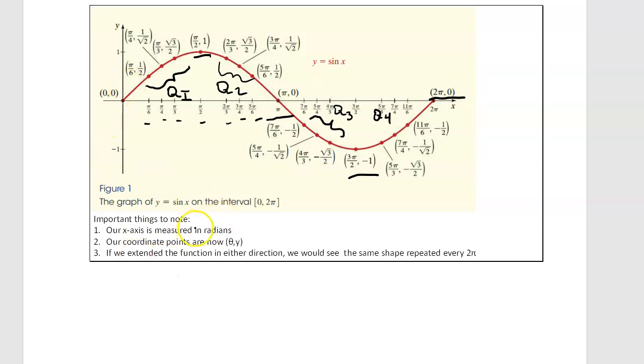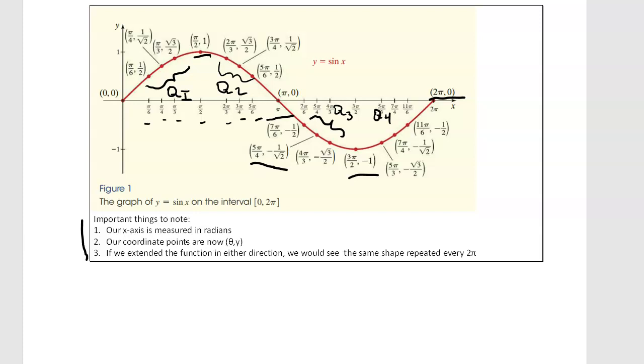So I just put some important notes down at the bottom, right here. Our x-axis is measured in radians, not degrees. Our coordinate points are now theta, y. So all I mean by that is if you look at these coordinates, it's still xy, but our x is now some radian measure. And if we extended the function in either direction, we would see the same shape repeat every 2 pi. So I would ask you to think about that for a second, maybe pause the video and ask yourself why it would repeat every 2 pi.